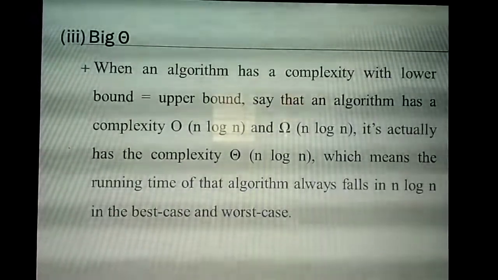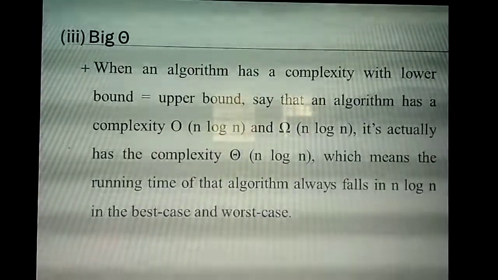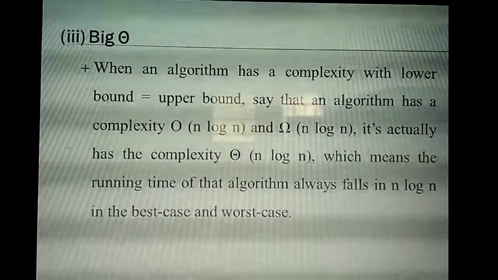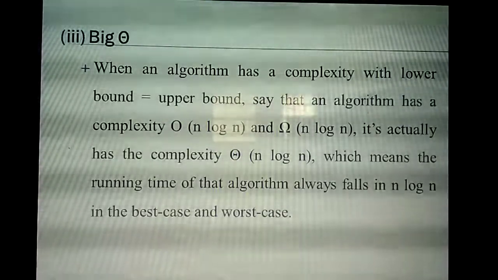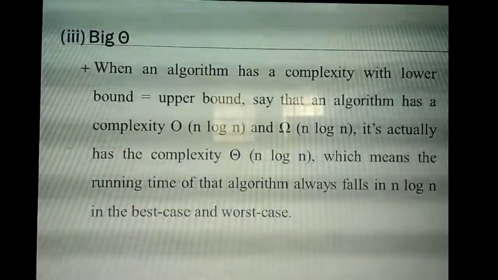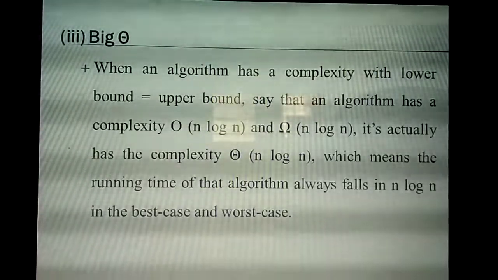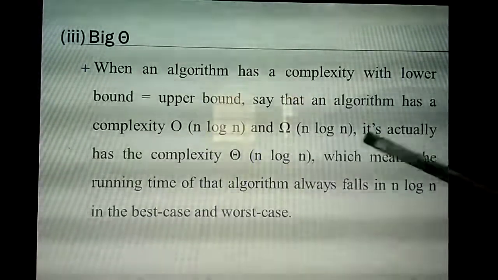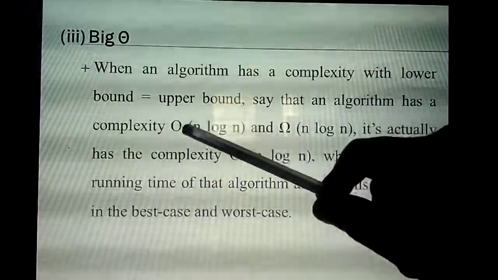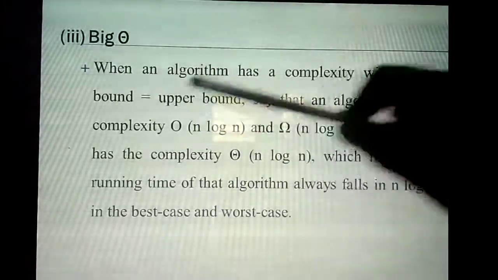Understand? Yes. Next one is big theta. So big theta, already we have studied big O and big omega, isn't it? That means worst case and best case. If that worst case and best case are equal, that means the upper bound and lower bound are equal. So if an algorithm has some complexity given by a formula, O of n log n and omega of n log n, these two things are equal.